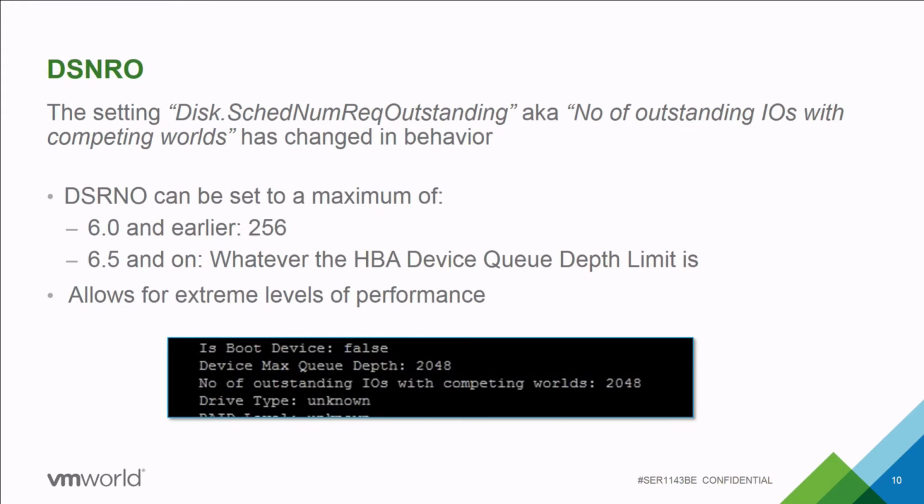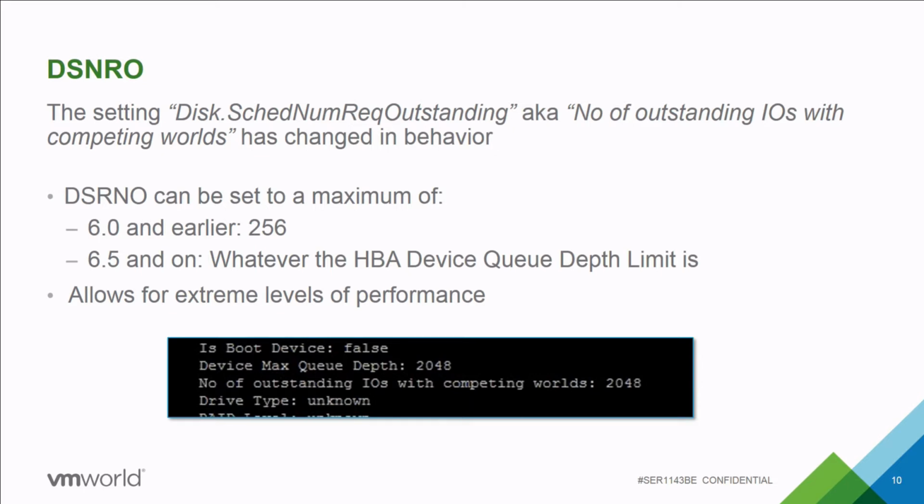All right, so one other kind of small thing that got missed a little bit in the blog announcements was the change with disk.schedule number request outstanding, which is essentially a hypervisor level queue depth limit. It says how many outstanding IOs, or how many in-flight IOs, you can have against a certain device per host. And this is VMware's limit on that, above and beyond the HBA device queue depth limit.